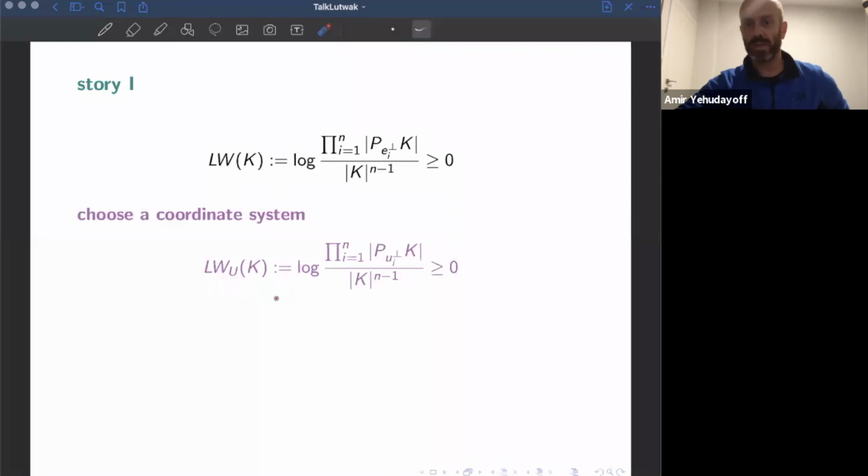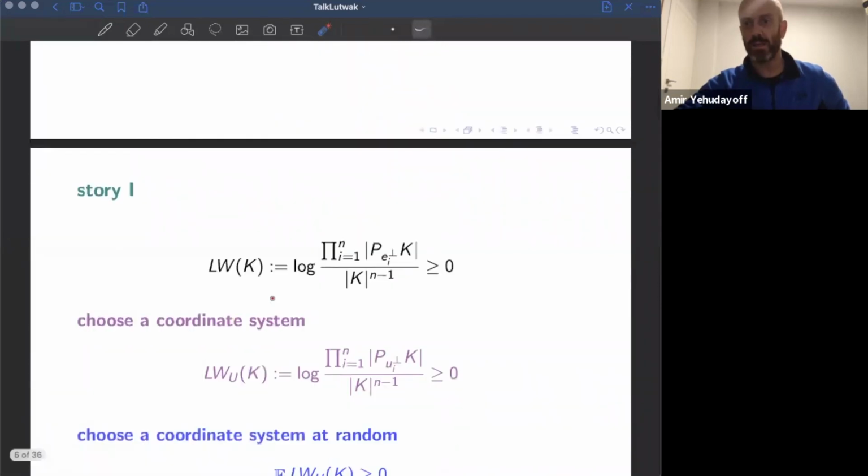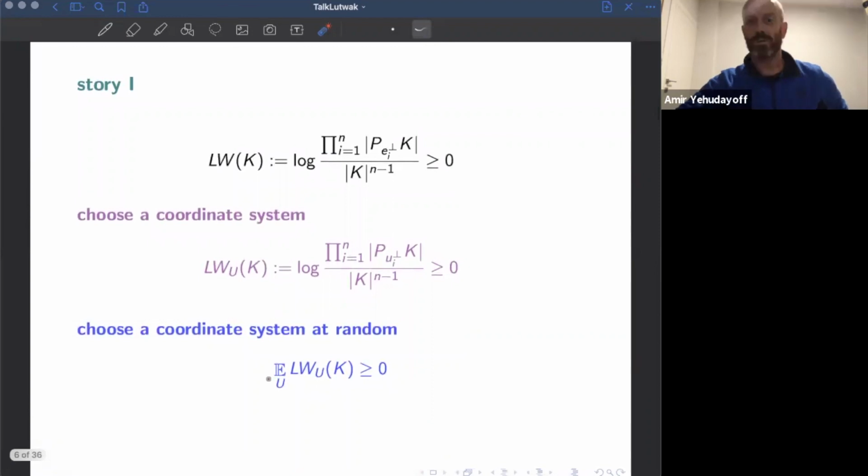So instead of having many inequalities, we sort of combine all of them into one average inequality. This inequality is true because for every single U this number is non-negative, but maybe now this quantity is actually much larger. So at every single point it is non-negative, but maybe the expectation is much larger. And this will give us more information about K. It will be a stronger statement about the body K.